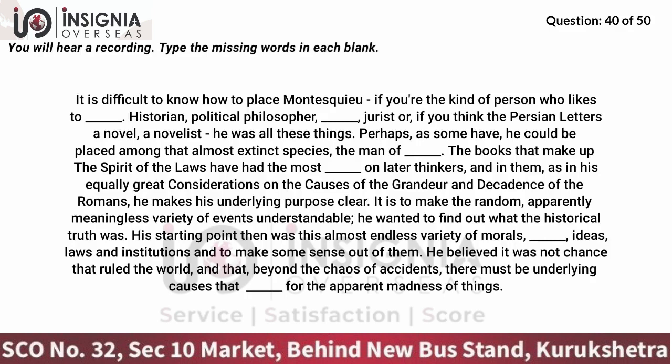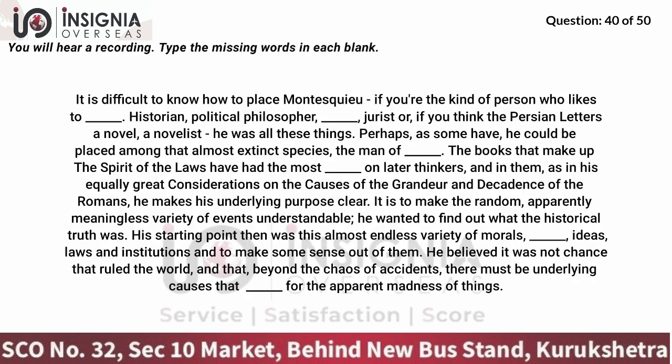It is difficult to know how to place Montesquieu, if you're the kind of person who likes to categorize. Historian, political philosopher, sociologist, jurist, or, if you think the Persian Letters a novel, a novelist. He was all these things. Perhaps, as some have, he could be placed among that almost extinct species, the man of letters.